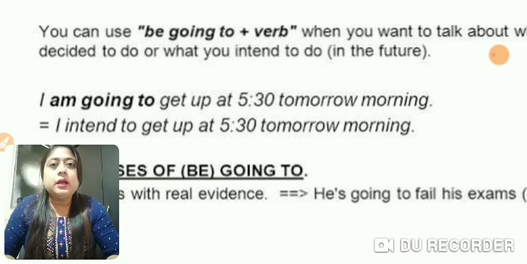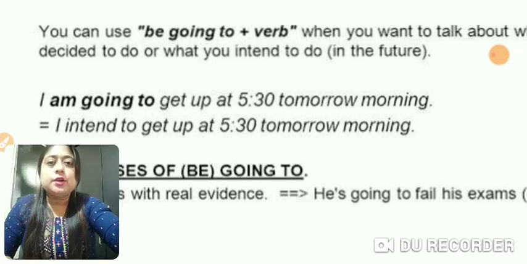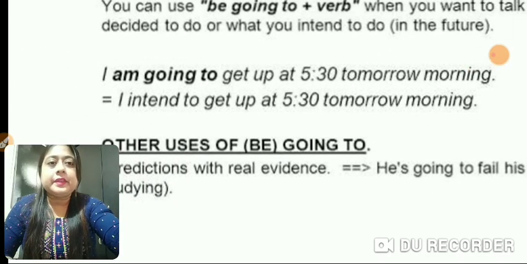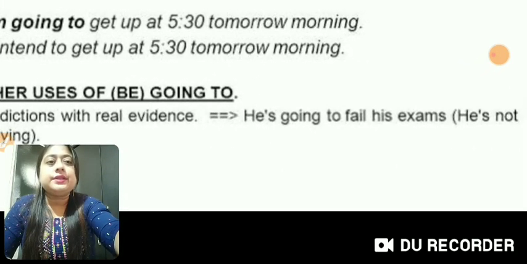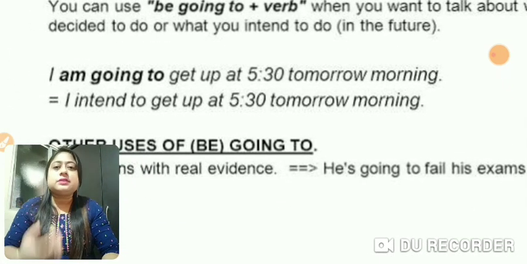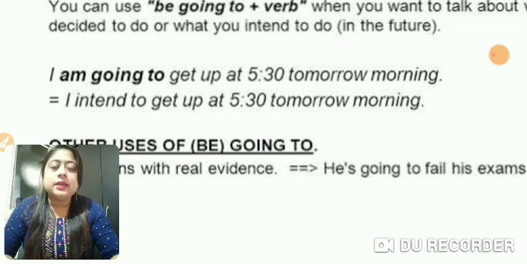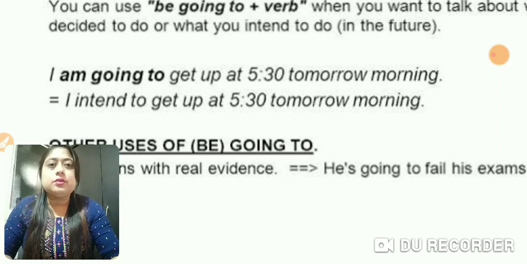For example, I am going to get up at 5:30 tomorrow morning. So his intent is to do that. He has decided, he has set his mind to get up early in the morning. Okay. Other uses, prediction from real evidence. For example, he is going to fail his exam. Suppose you see something and you make a prediction by seeing the present scenario. So in that case you use the going to form.